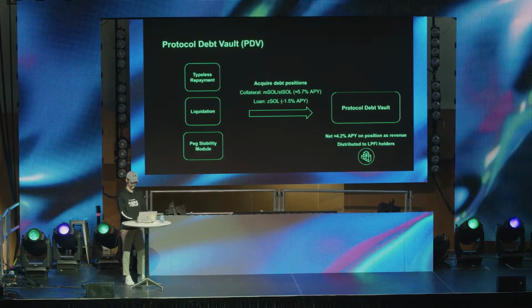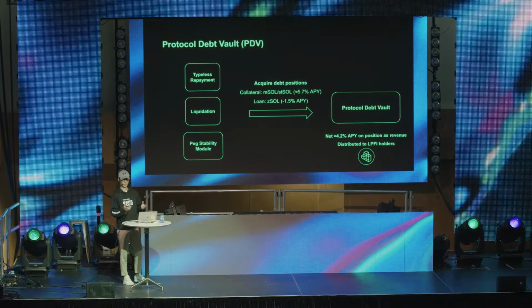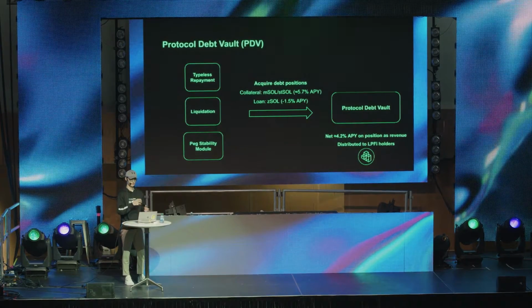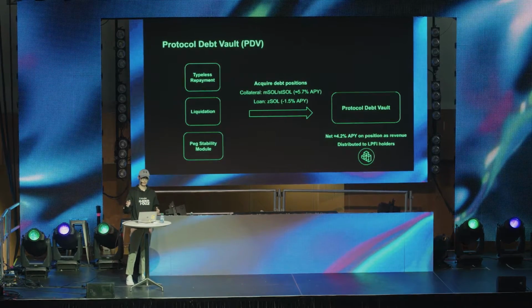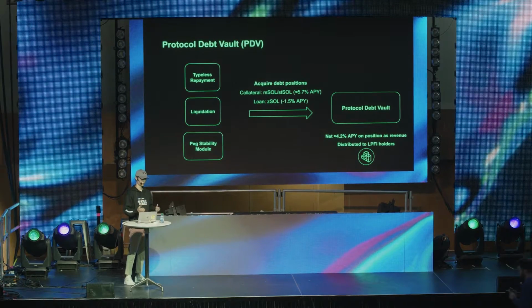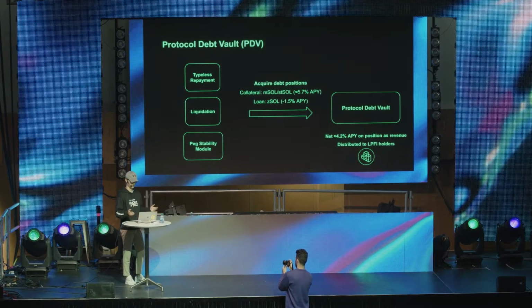Next, we have PDV, Protocol Debt Vault. To make it simple, you're acquiring debt positions where you have US bond treasury as collateral and a 1.5% interest loan on US dollar. So now when the treasury yields are higher than 1.5%, you're in a profitable position, right? So this works the same. We have something called typeless repayment, where we can pay back your loan in other tokens. And we also have different liquidation mechanisms which can be introduced later on.